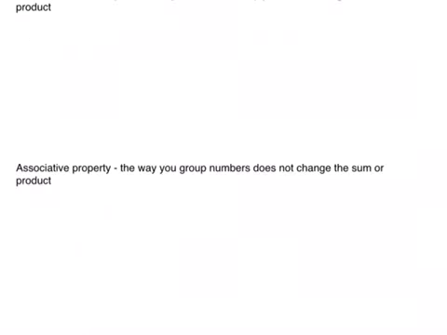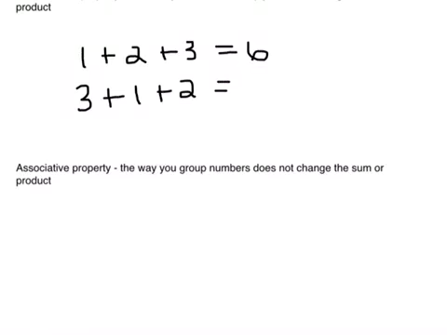Here we go. The last two properties are the commutative property and the associative property. The commutative property states that the order in which you add numbers or multiply numbers does not change their sum. So if we add 1 plus 2 plus 3, we'll get 6. If we change the order, simply 3 plus 1 plus 2, we'll also get 6.